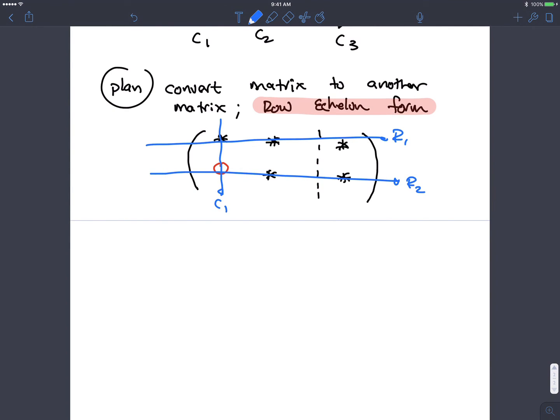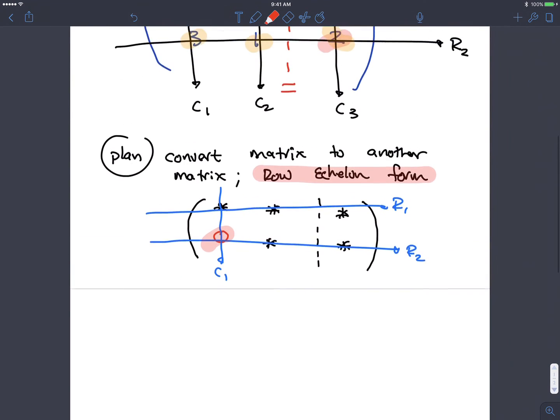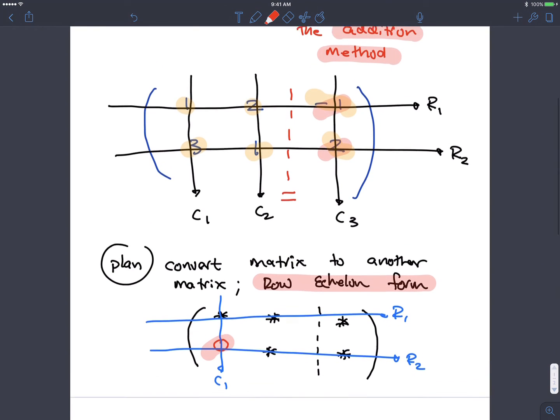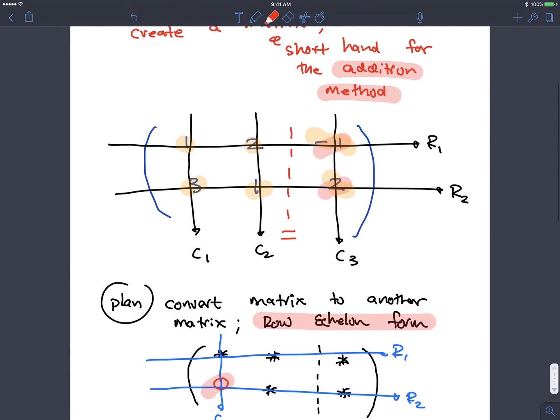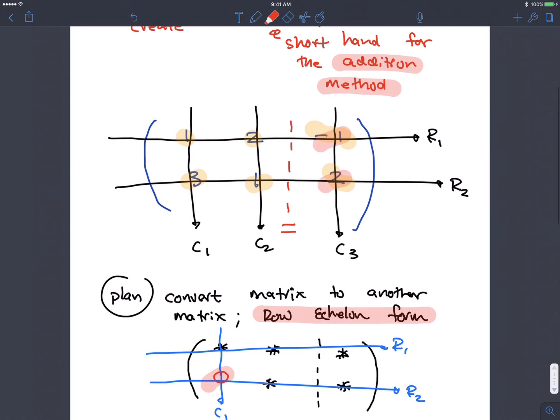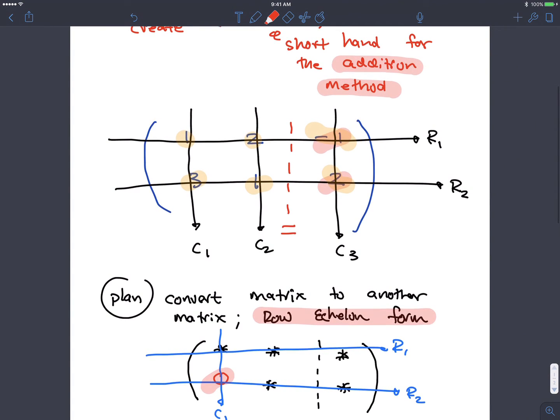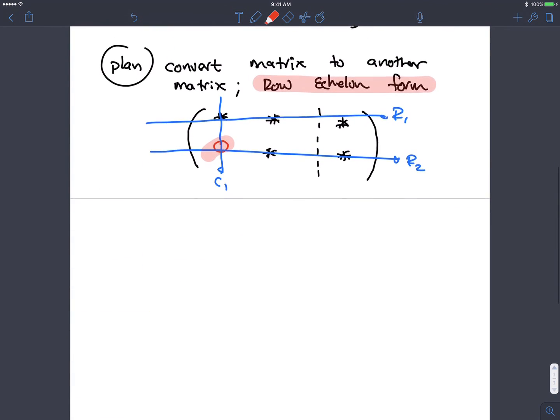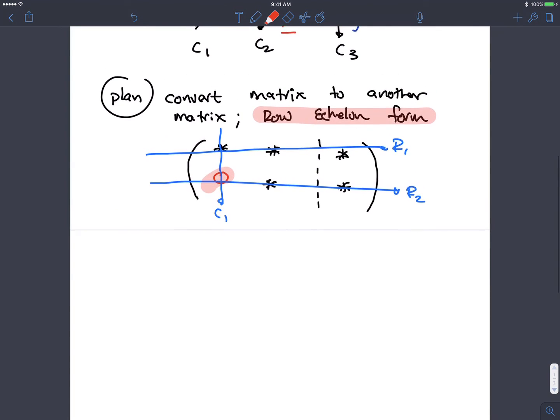This is column 1. So we're essentially saying in row 2, column 1, at the bottom left, you must have a 0 value. And that is a matrix that's in row echelon form. So the plan is to convert this augmented matrix here. This is a shorthand method. Convert this original matrix to one that's in row echelon form.